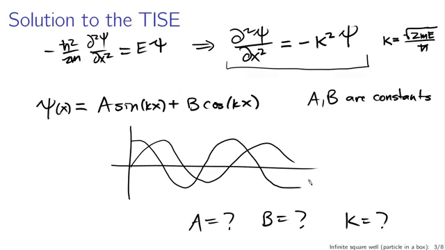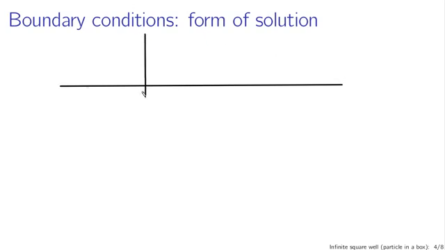But we haven't used everything we know about the situation yet. In particular, we haven't used the boundary conditions, and one thing the boundary conditions here will determine is the form of our solution. Now, what do I mean by boundary conditions? Well, the boundary conditions are what you get from considering the actual domain of your solution and what you know about it, in particular at the edges.